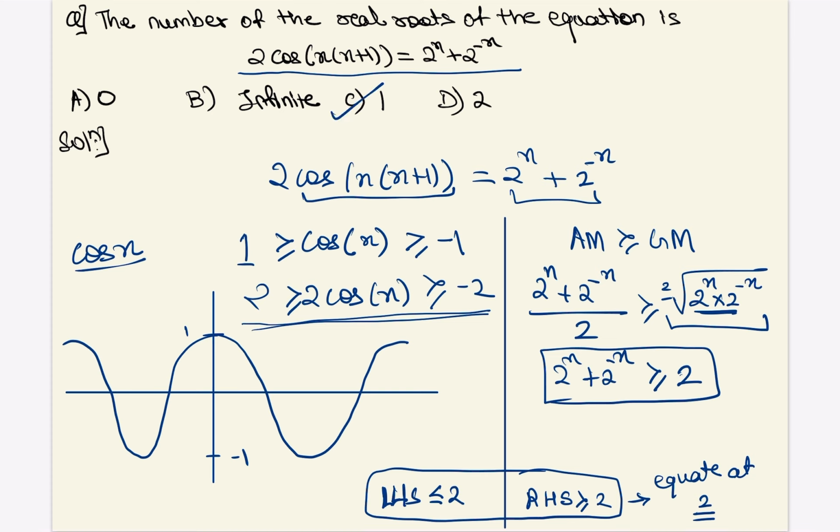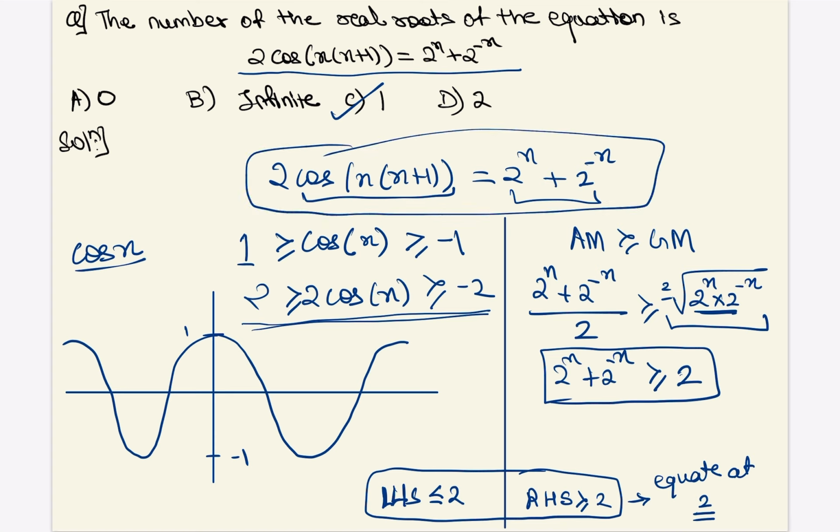I hope you understood the method of this. When you cannot solve the equation in its entirety, you have to look at the range.